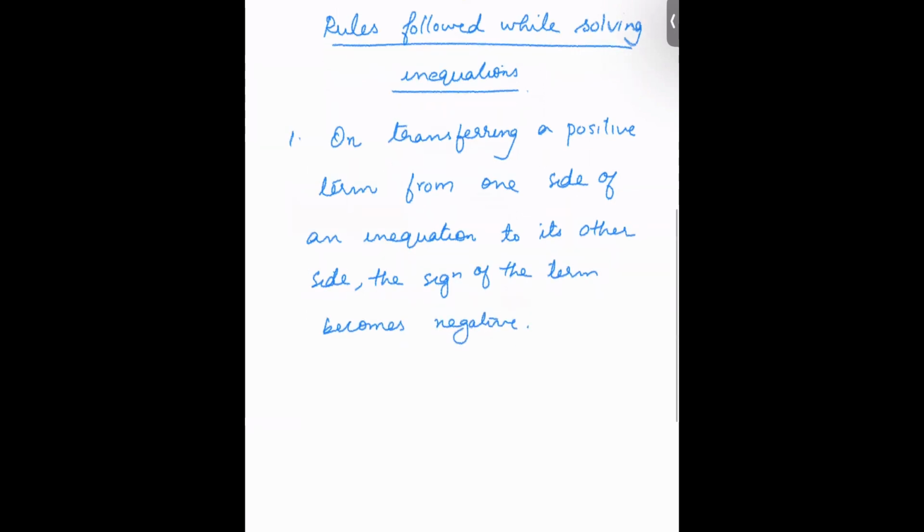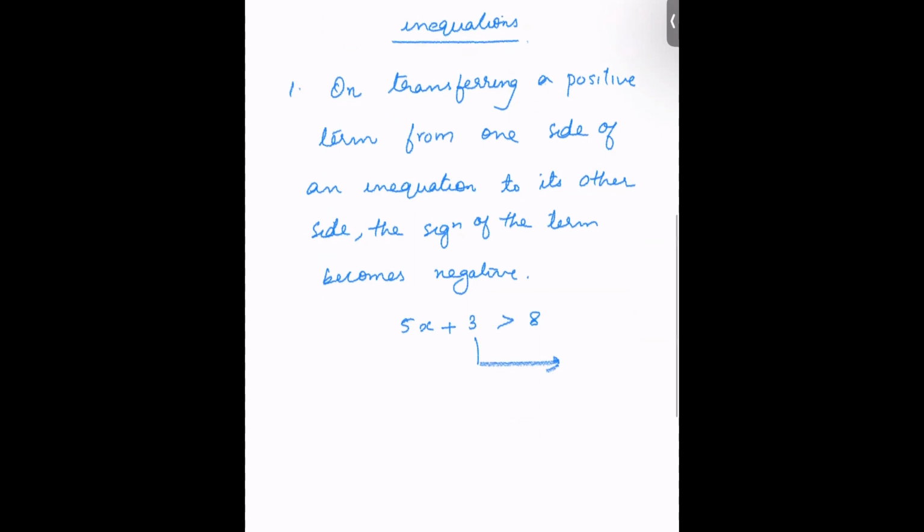This is not a new rule for you. When you know 5x plus 3 greater than 8, plus 3 is a positive term, right? If it is a normal equation, when plus 3 goes to the right hand side, what will be the sign of that 3? Negative, that's all. Same thing is applicable here. So here you will get 5x greater than 8 minus 3. Understood? That's what they have written.